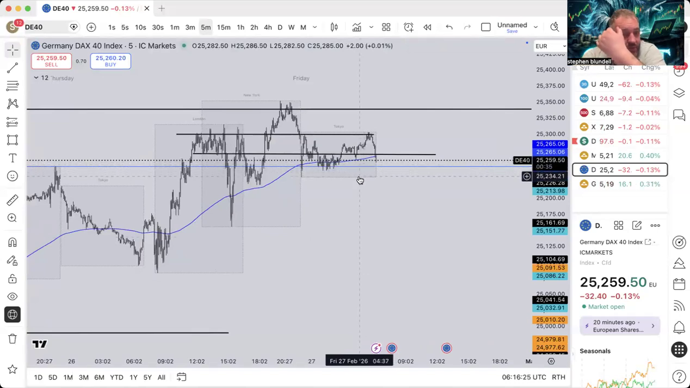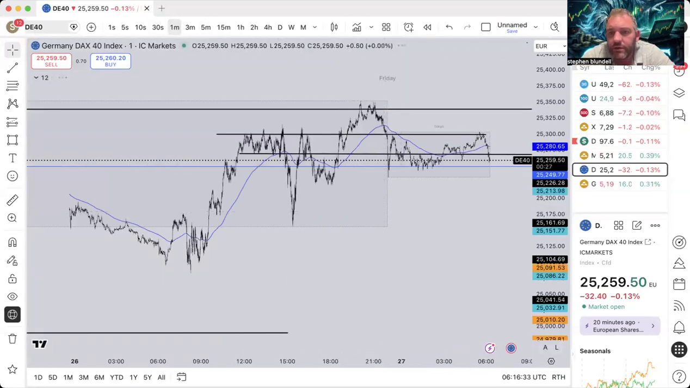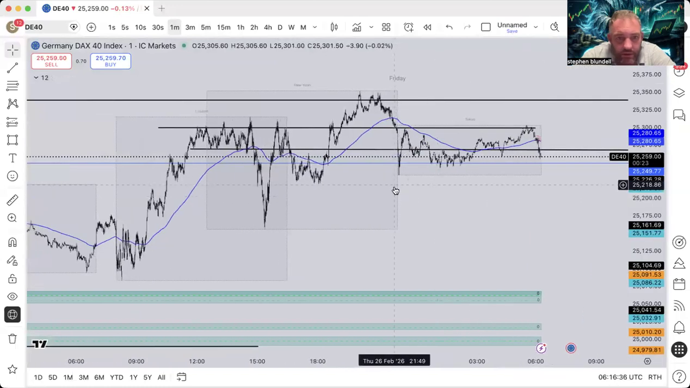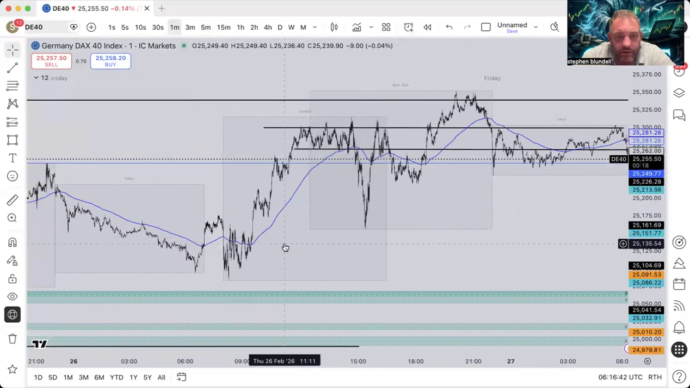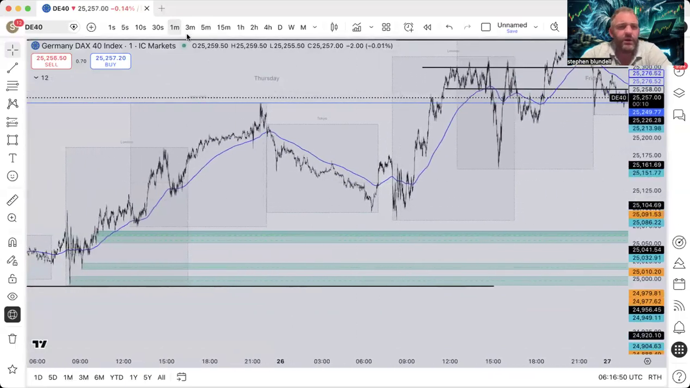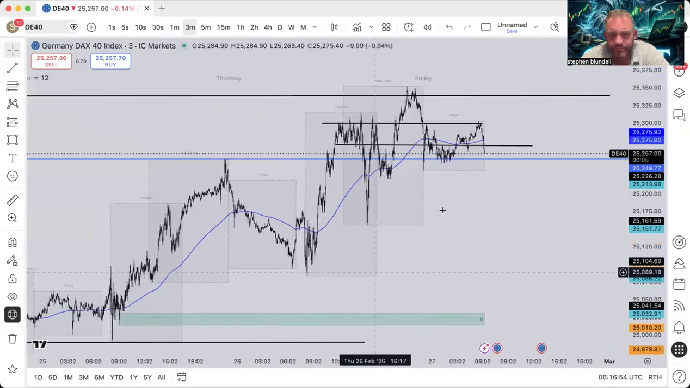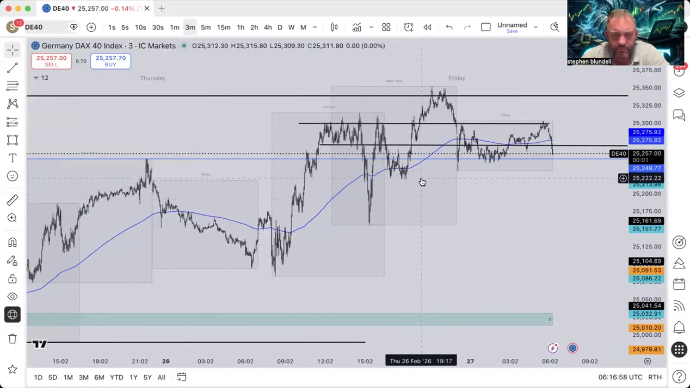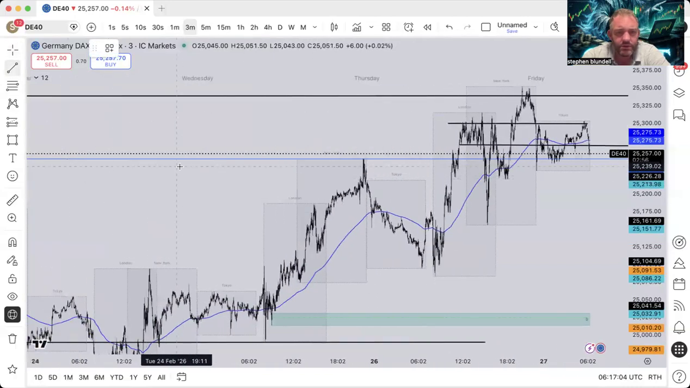I still think it wants to sweep something here, to be honest. Just can't see what right now. Let's get rid of that. It's nothing. The gap's been filled. What we got here? We got any key levels down here? Okay, so zoom out this.